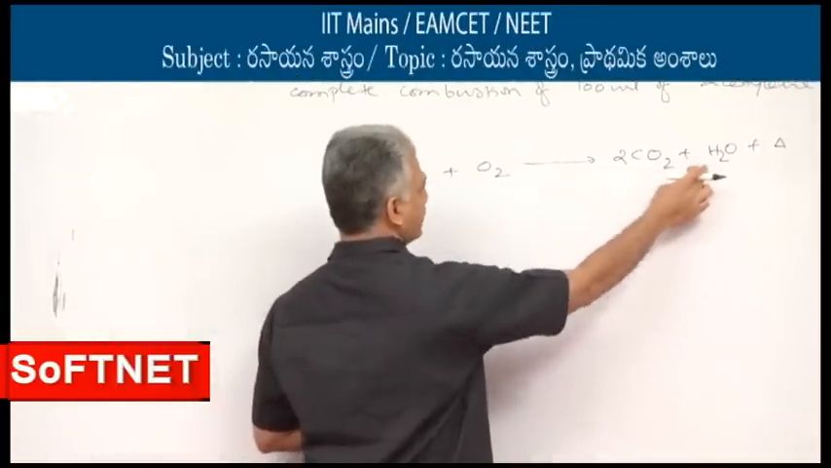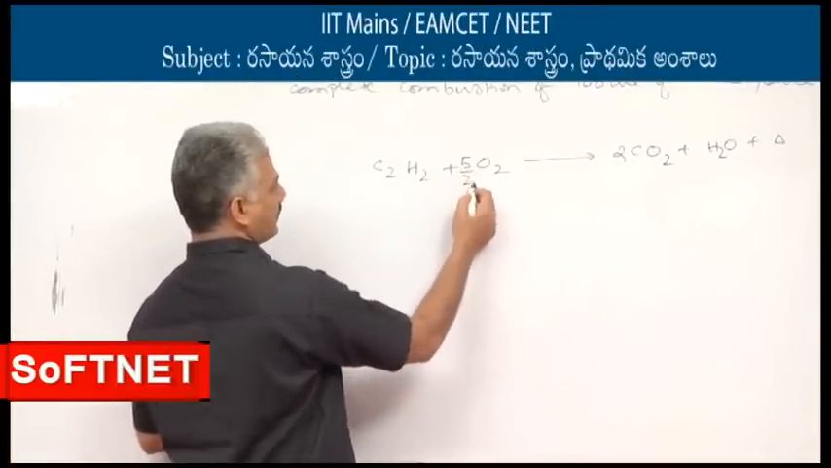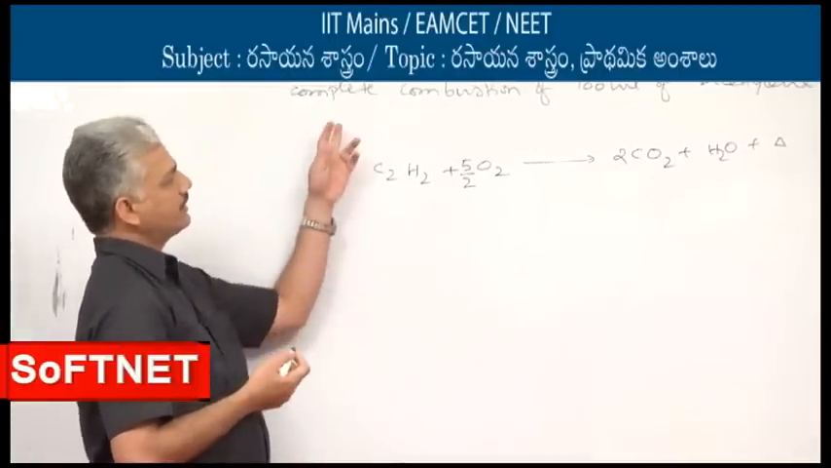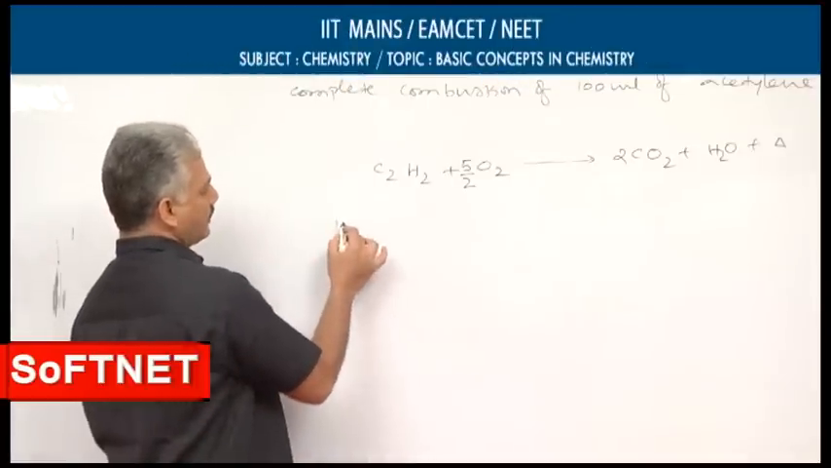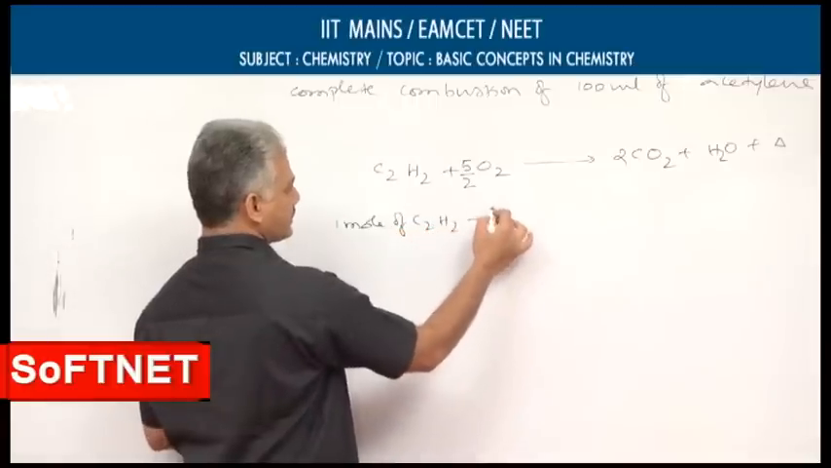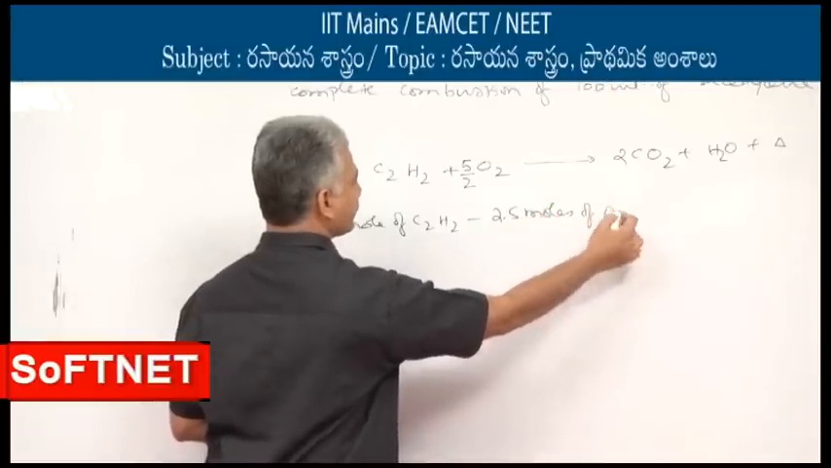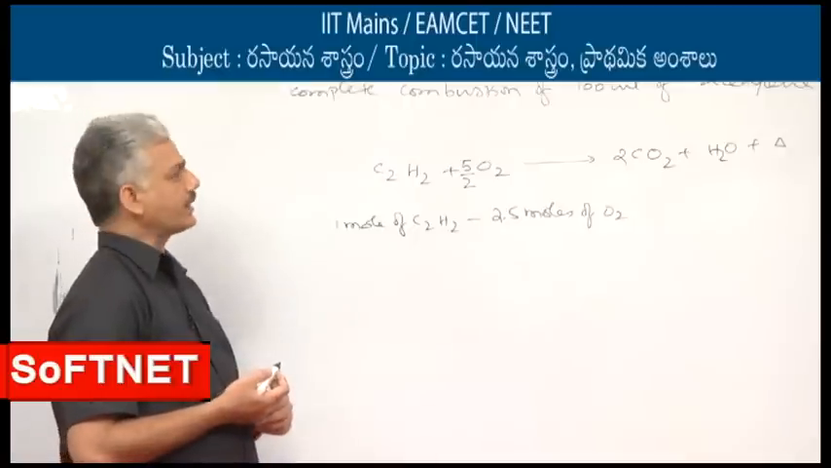Number of oxygen atoms on the product side are 5. So, I can write here 5 by 2 O2. From the balanced equation, now we can solve the problem. The molar relations involved are 1 mole of acetylene requires 2.5 moles of oxygen. Now, these moles are to be converted into what?